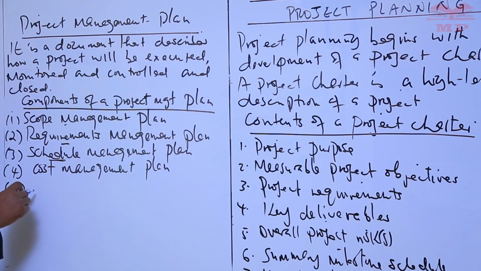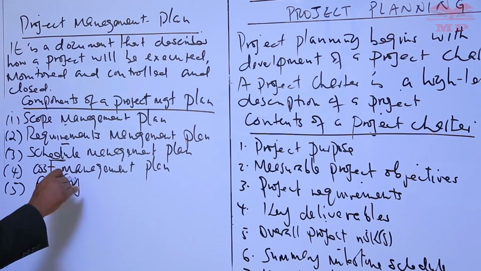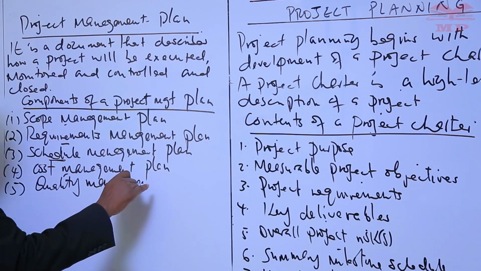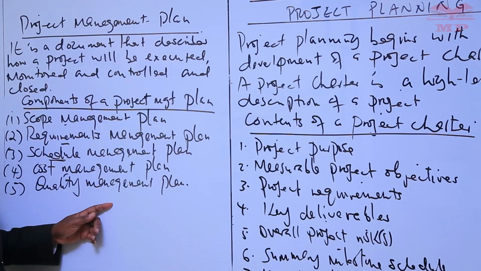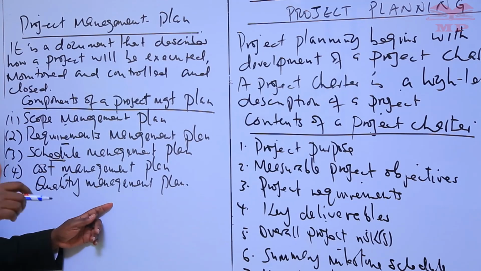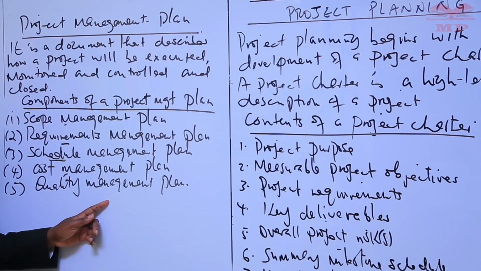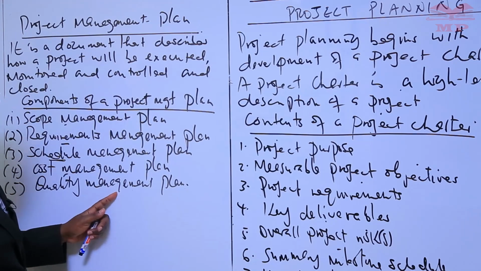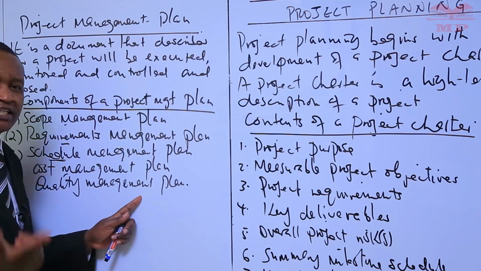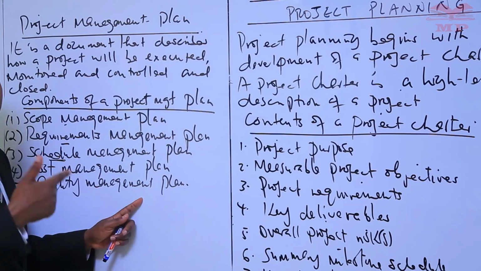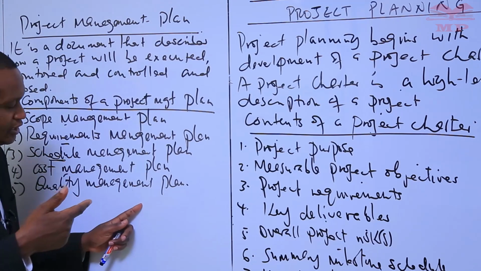Five, there has to be a plan on quality. Quality management plan, which establishes how an organization's quality policies, methodologies, and standards will be implemented in the project. Because we know every organization has its own standards. So if an organization is carrying out a project, within the project management plan, there has to be a component on quality management so that the standards of the organization are implemented while carrying out the implementation of the project.